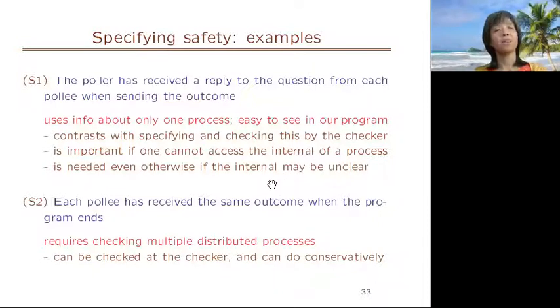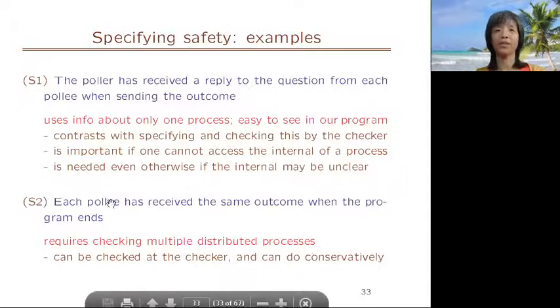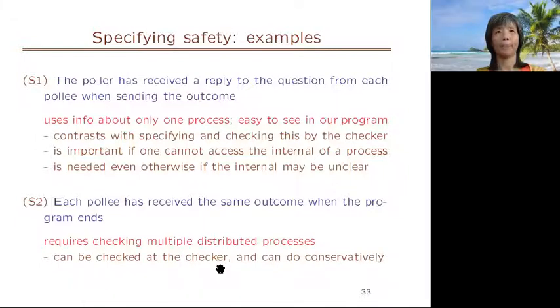And the second property is each pollee has received the same outcome when the program ends. This clearly requires checking multiple distributed processes, right? Each of the pollees is a separate process. And this can be checked at the checker, and we can do this conservatively. Okay, so these are the two examples.